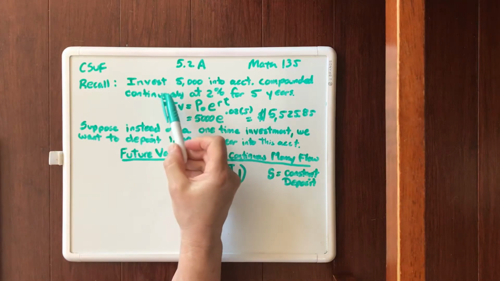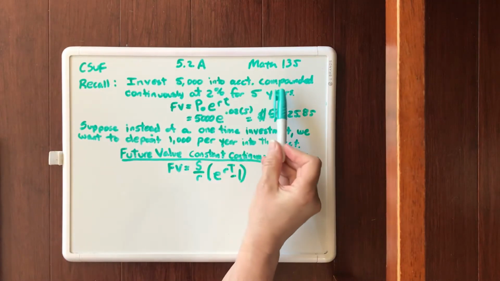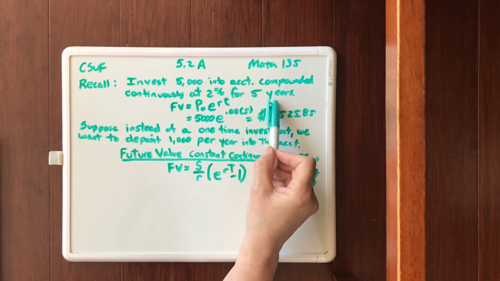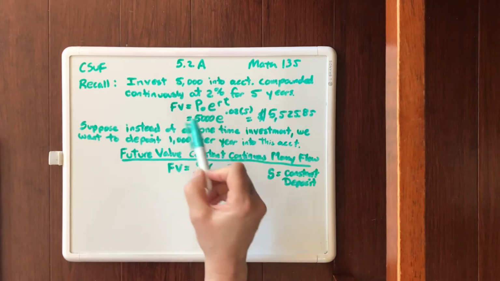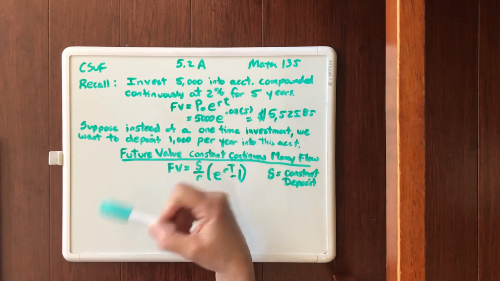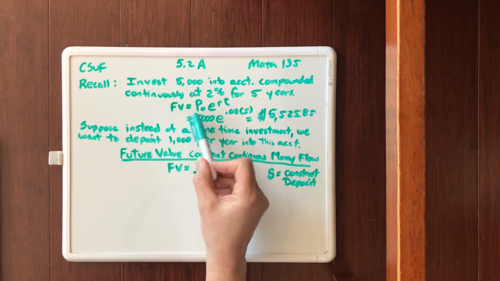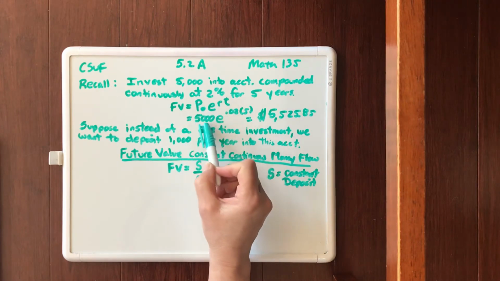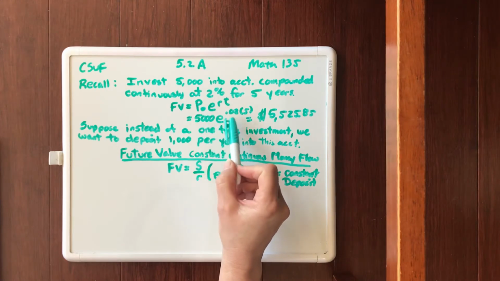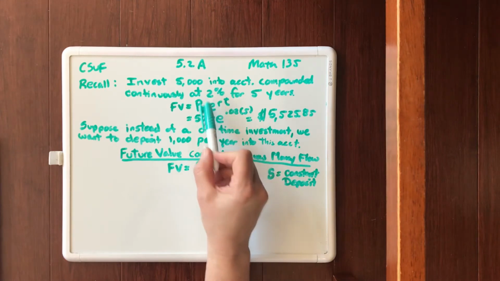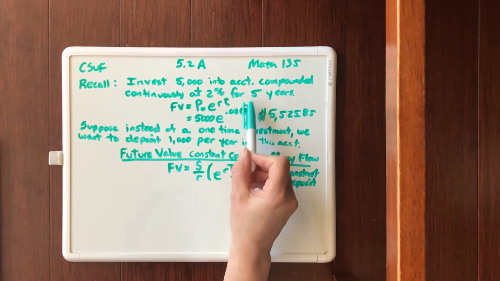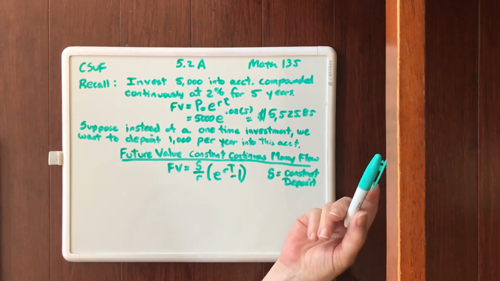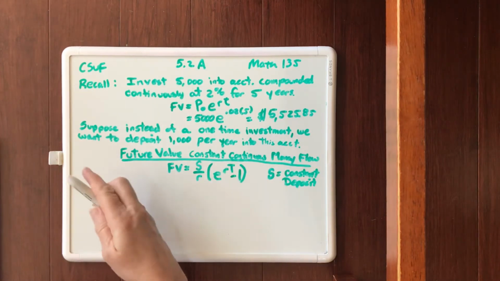Recall, invest $5,000 into an account compounded continuously at 2% for 5 years. We would use this formula. Continuous, we put that e there, remember? Future value is P naught e to the rt. P naught is our investment of $5,000. e to the 0.02 because it was at 2% for 5 years is $5,525.85. Okay, well, we're going to learn something new.